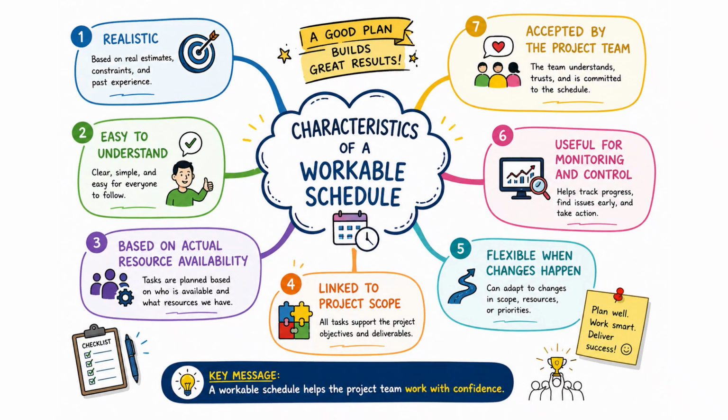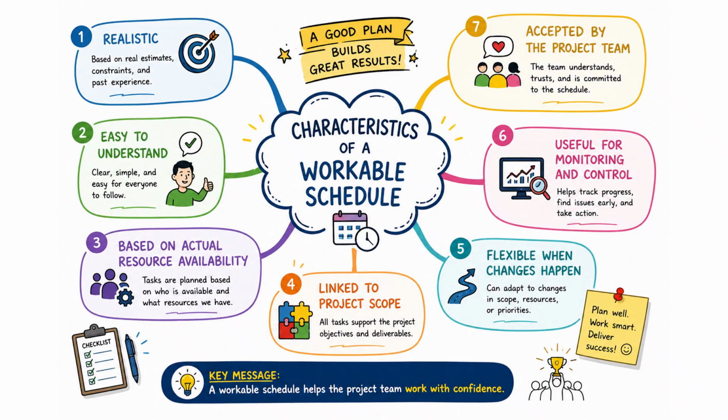A workable project schedule has several important characteristics. First, it must be realistic. This means the schedule is based on actual time, actual resources, and actual project constraints. Second, it must be easy to understand. If the schedule is too complicated, the project team may not use it properly. Third, it must be based on actual resource availability. A task should only be scheduled when the required people, equipment, or materials are available.